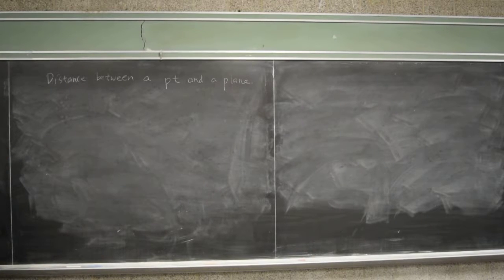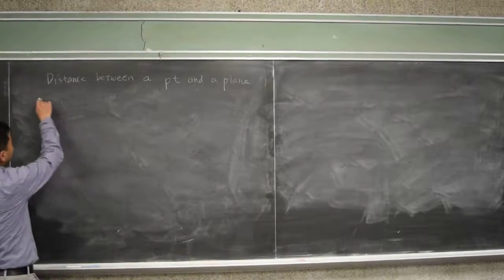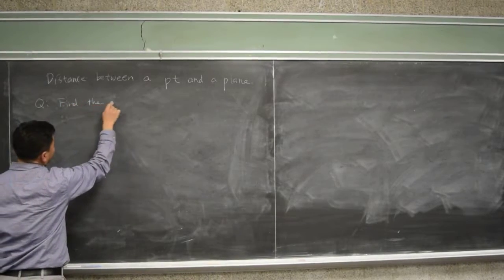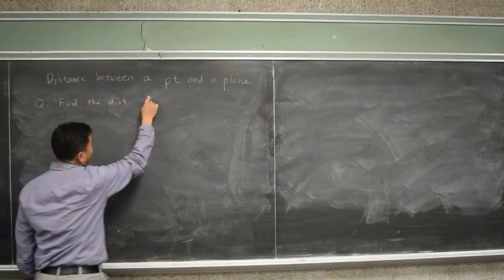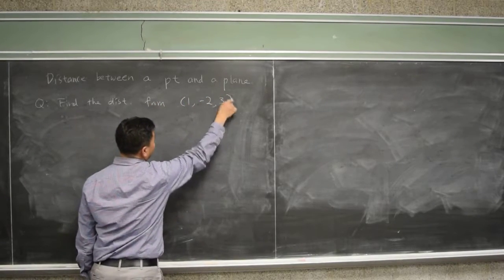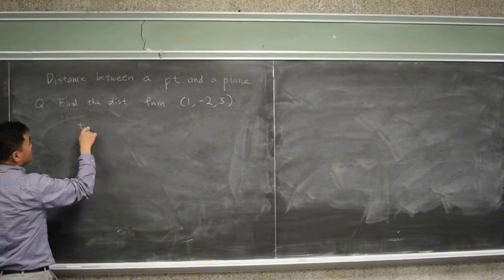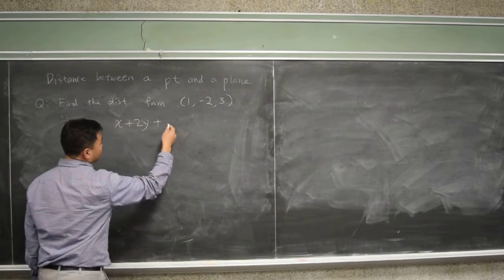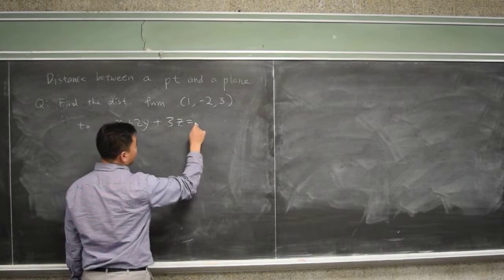Now, here's a question. Find the distance from (1, -2, 3) to the plane x + 2y + 3z = 2.